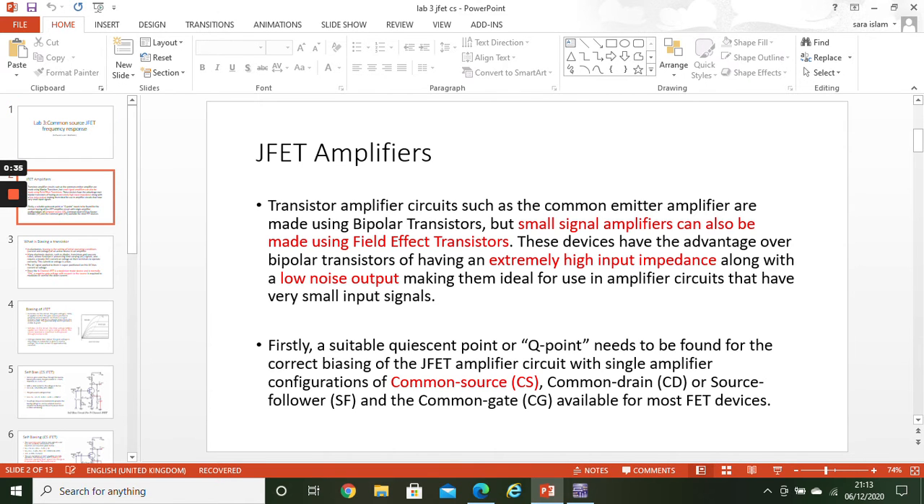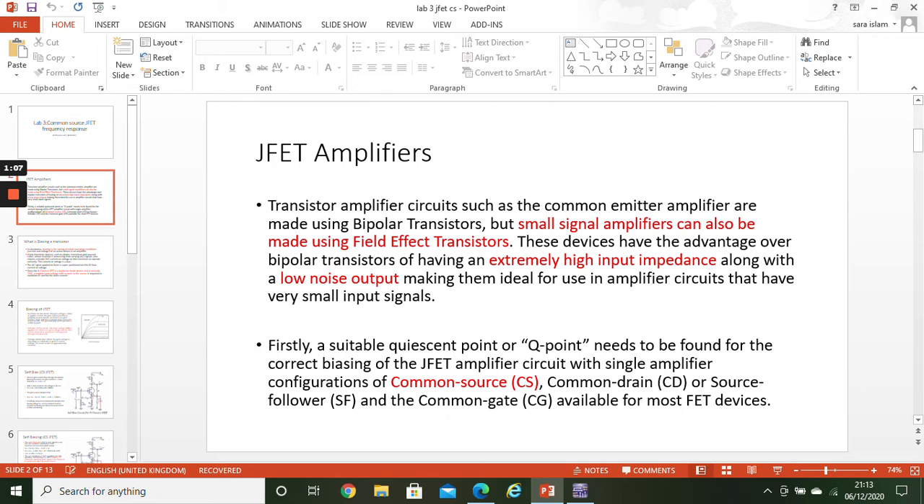Okay, so now we are moving toward the amplifier version of your JFET, how it works as an amplifier. Previously we had been applying DC voltage to your amplifier. Now we are moving toward this step in which we will be superimposing your AC signal on your DC bias voltage.